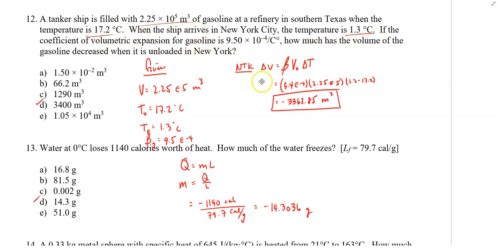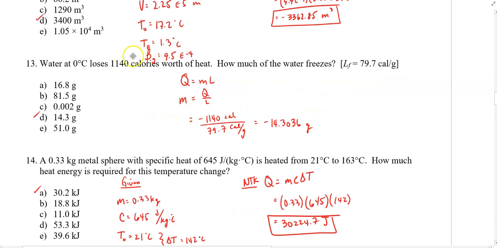Well, this one's pretty straightforward. The change in volume is equal to beta, the volume coefficient or expansion coefficient for gasoline, times the initial volume times the change in temperature. All of that information was provided. And note here that the temperature dropped, so 1.3 minus 17.2 is a negative number. We would expect that gasoline to take up 3,000 cubic meters less than what it was when it began its journey.